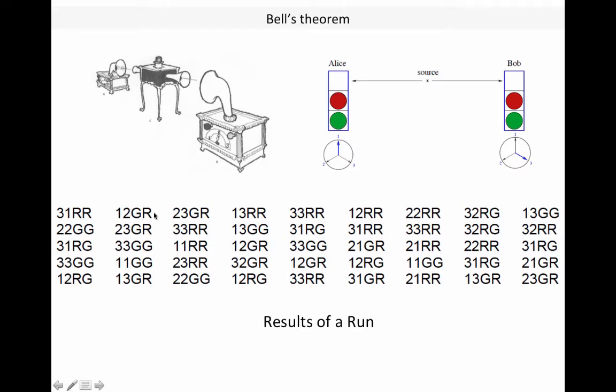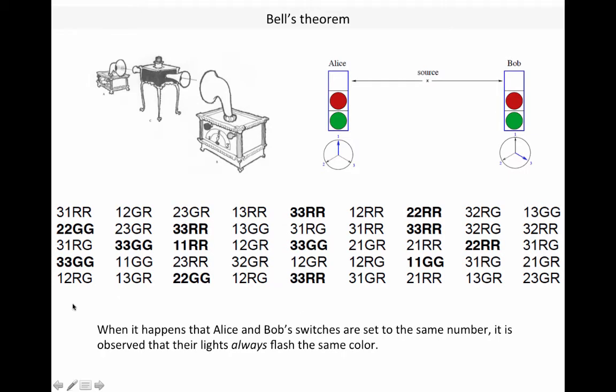Okay, now this is what they would notice in their results. They would notice firstly that whenever their switches are set to the same number, then their lights always flash the same color. So here we have Alice's detector set to 2, Bob's is set to 2, and they both flash green, and so on.